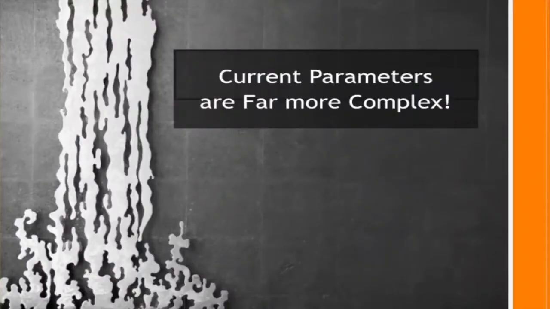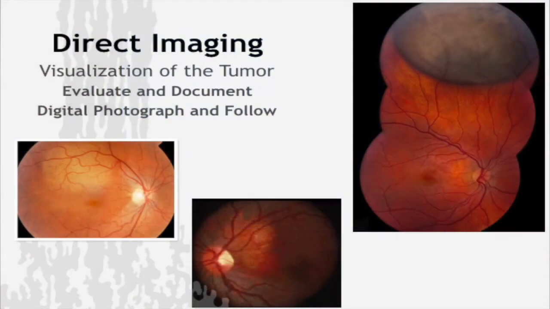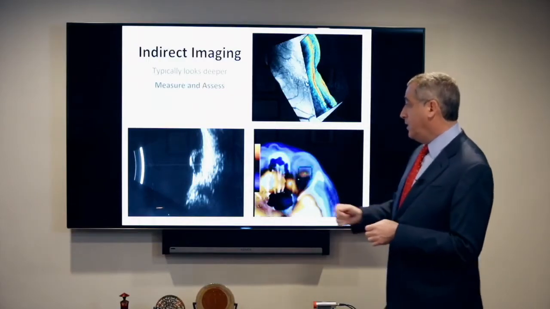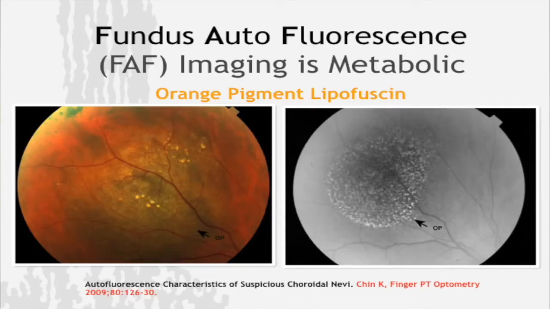Current parameters and our methods, thankfully, are far more complex. We have more direct imaging. We have digital imaging with instant photographs. We can look at tumors today and compare them to 3 months ago instantly when the patient walks through the door and has a photograph. We have some indirect imaging like OCT imaging to look inside the retina or under the retina. We have better ultrasound machines, and we have things like physiologic imaging like PET scans and PET CT scans. We have other forms of physiologic imaging like fundus autofluorescent imaging.